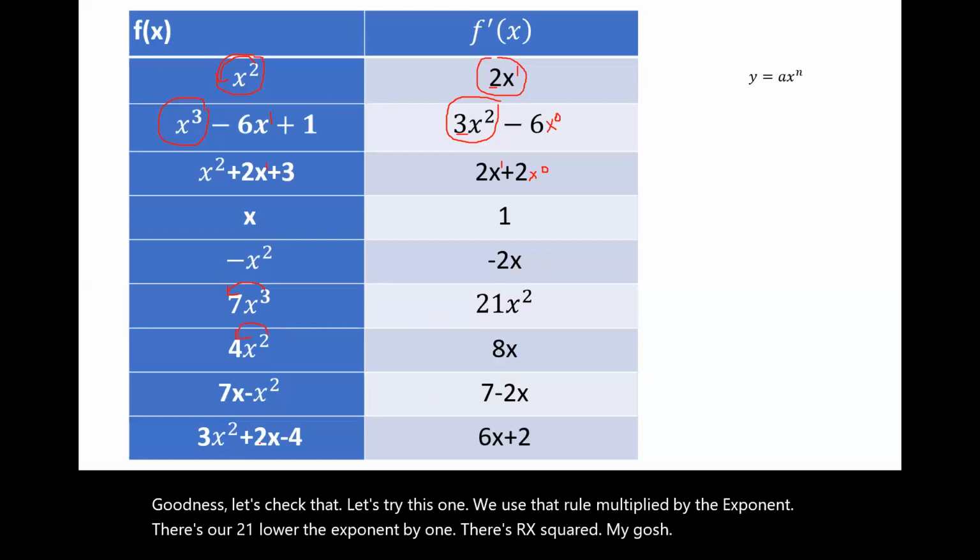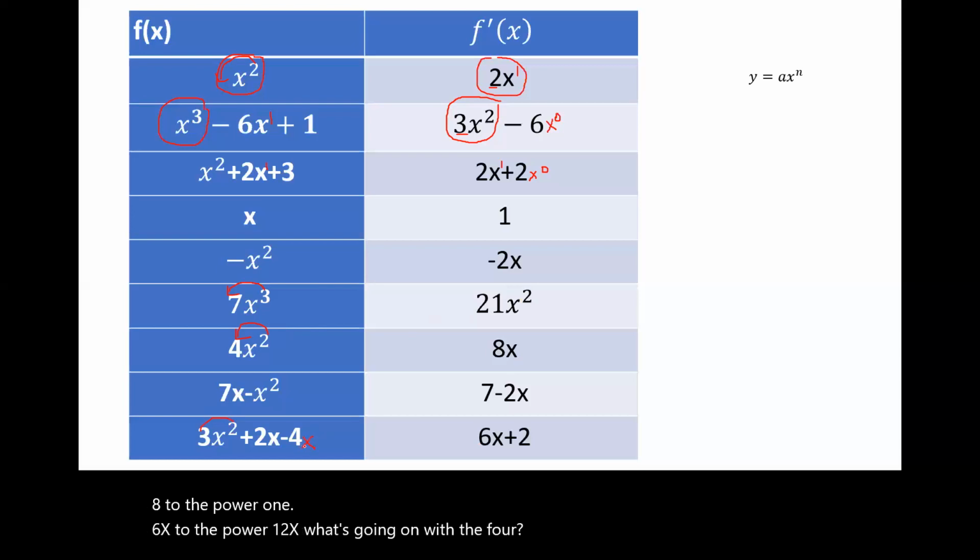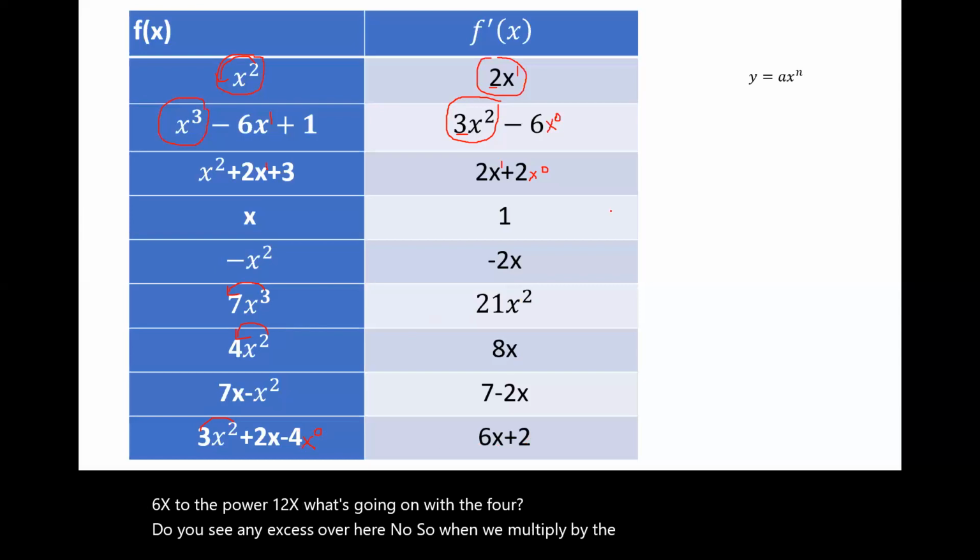8x to the power 1, 6x to the power 1, 2x. What's going on with the 4? Do you see any x's over here? No. So when we multiply by the 0, it just gets rid of it. So look at this. This is amazing.